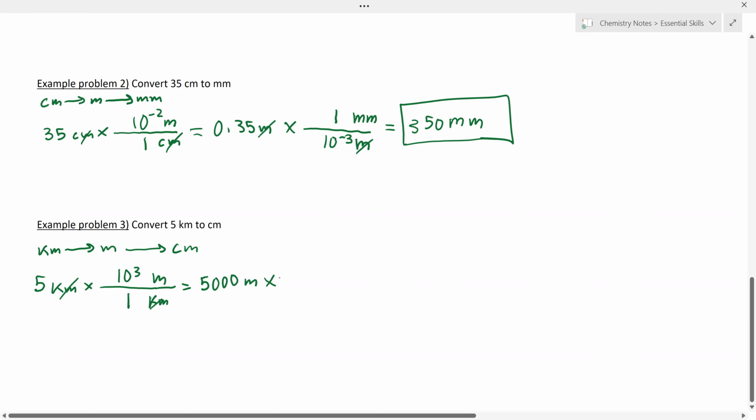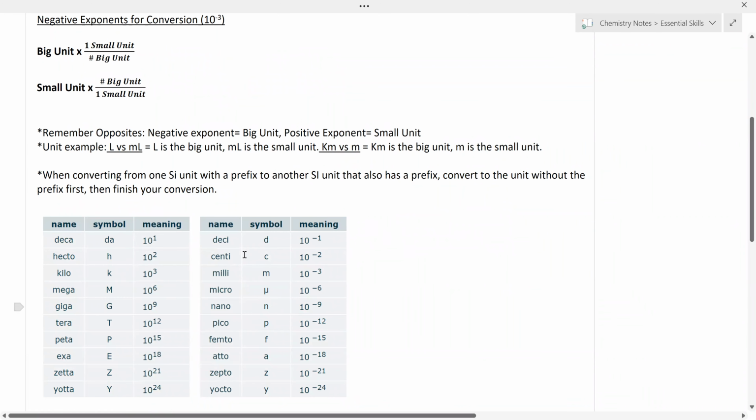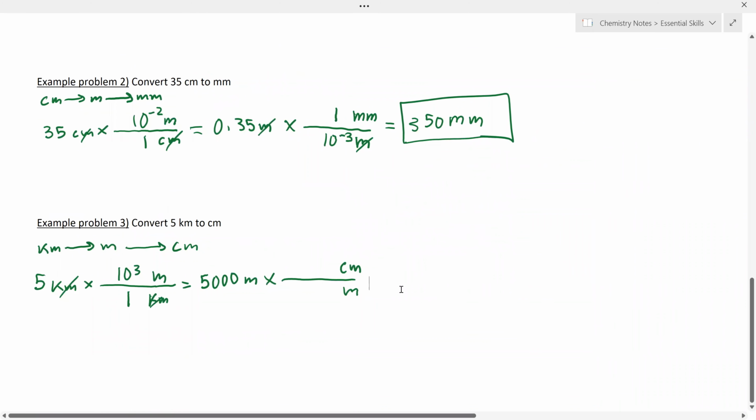So now you have meters, you do it again. You want meters to cancel out, so you put meters on the bottom, and centimeters on the top. So what does centimeters do? We already did it, but we're just going to look again. Centimeter, 10 to the negative 2. It's a negative. We want to go with the bigger one. 10 to the negative 2, right? And then we cancel out those meters. And they do 5,000 divided by 10 to the power of negative 2.